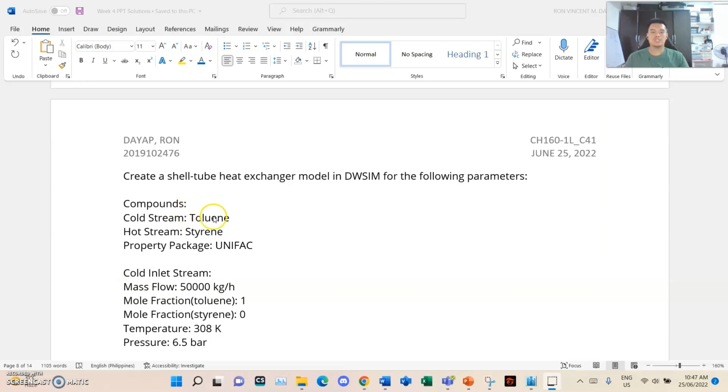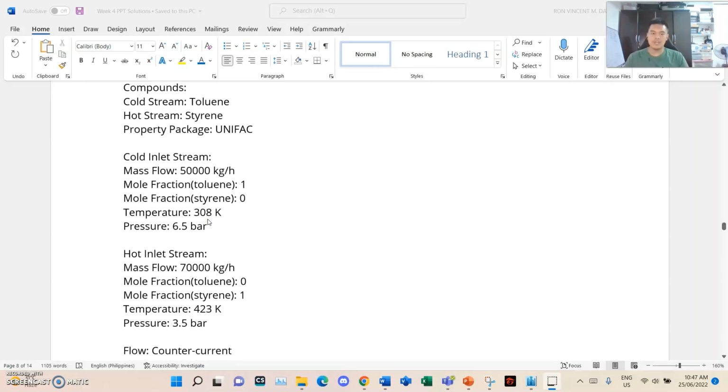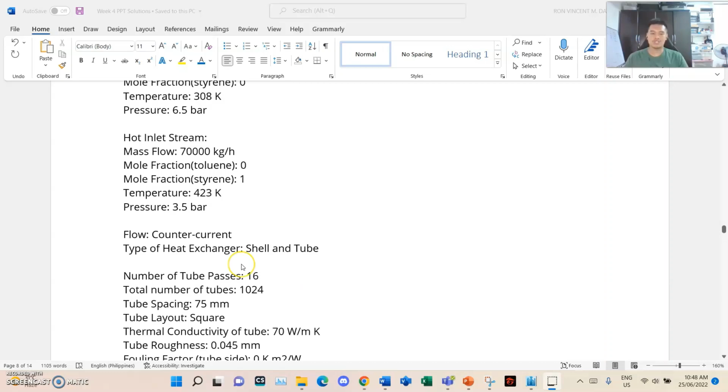Create a shell and tube heat exchanger model in DWSIM for the following parameters. The compounds are toluene and styrene using the property package Unifac, where the cold in stream is pure toluene with a 50,000 kg per hour mass flow, 308 Kelvin temperature and 6.5 bar pressure. For the hot in stream, it's pure styrene, 70,000 kg per hour mass flow, 423 Kelvin temperature and 3.5 bar pressure. The flow is in countercurrent configuration and the type of heat exchanger is a shell and tube.